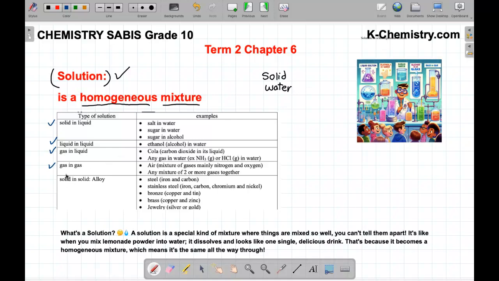Now, the most surprising thing that you will also know is that it can even be solid in solid. So if you have a mixture of solids that are homogeneous, then you have a solution. A solution of solids, yes, this is called a solution in chemistry, if you have a mixture that is homogeneous, even solid in solid. But let's see what is the example. The best-known example of a solution of solids is the alloys. But how do you see the alloys?